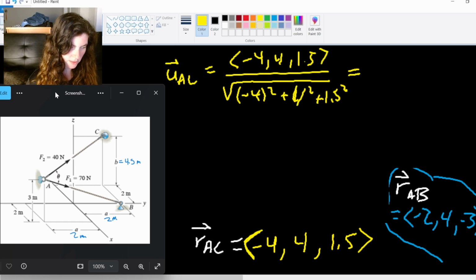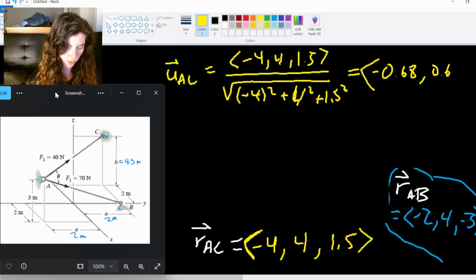So we get negative, again this is a vector, negative 0.68, positive 0.68, and 0.26.